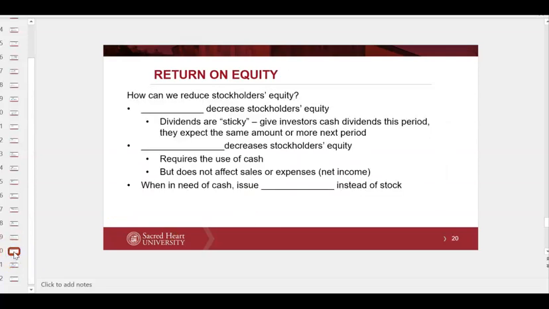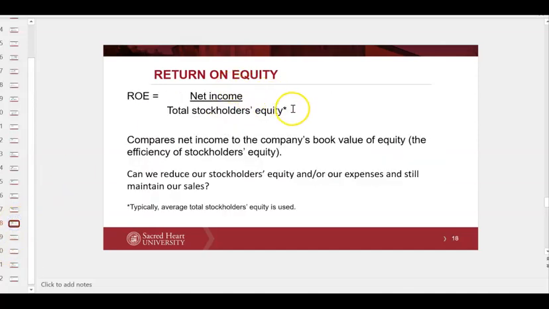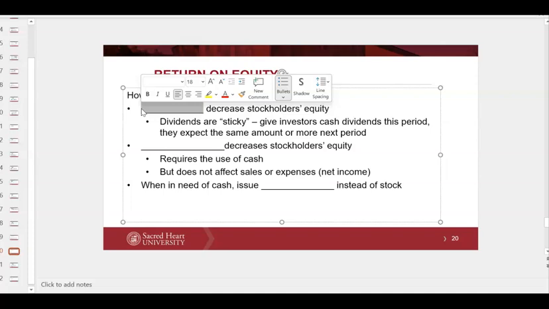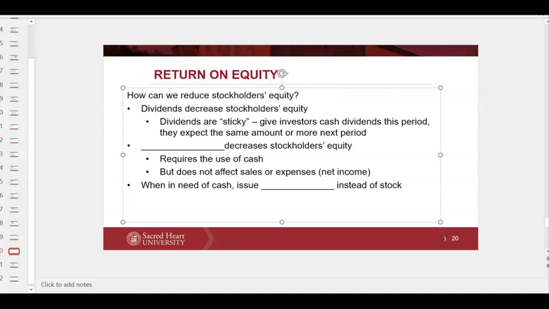So how can we reduce stockholders' equity? If we're not changing net income, in order to increase return on equity, we can decrease total stockholders' equity. How can we do that? Well, what affects stockholders' equity? Net income and net loss. Obviously, we don't want a net loss. But dividends decrease stockholders' equity through retained earnings, so we can increase our ROE by increasing our dividends. One thing to keep in mind is that dividends are known to be sticky, meaning that if investors receive a certain dividend this period, that reduces retained earnings and therefore stockholders' equity. But it makes investors happy because they just received cash. Once they get that, they become accustomed to it, and they're going to expect that same amount of cash. So it's a little bit risky to increase dividends as a method of purposely reducing stockholders' equity.